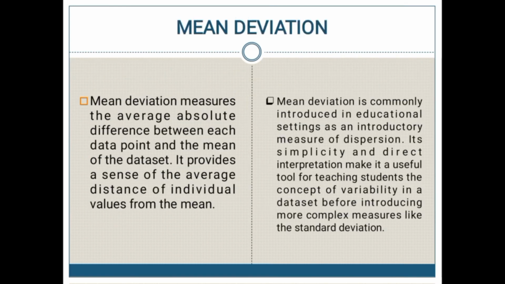The next one is mean deviation. Mean deviation measures the average absolute difference between each data point and the mean of the dataset. It provides a sense of the average distance of individual values from the mean. Mean deviation is commonly introduced in educational settings as an introductory measure of dispersion. Its simplicity and direct interpretation make it a useful tool for teaching students the concepts of variability in a dataset before introducing more complex measures like the standard deviation.